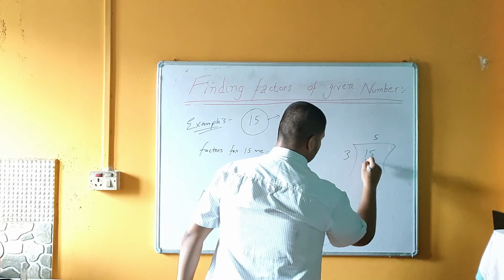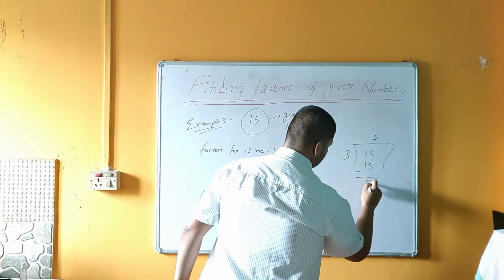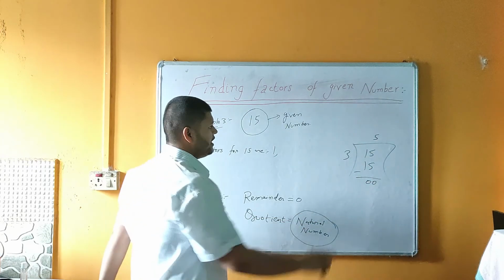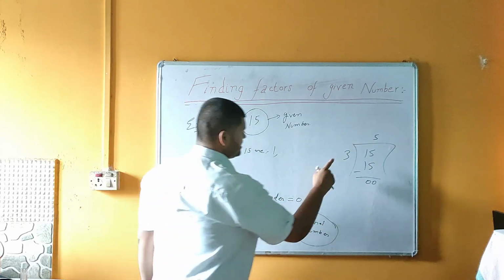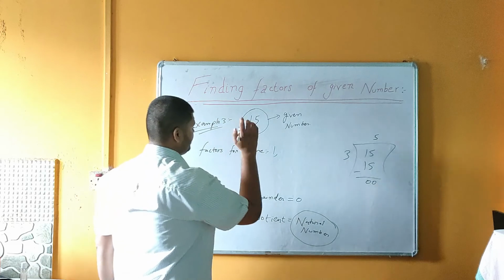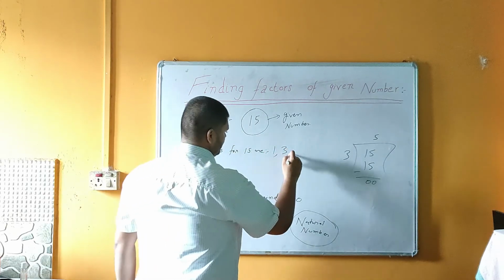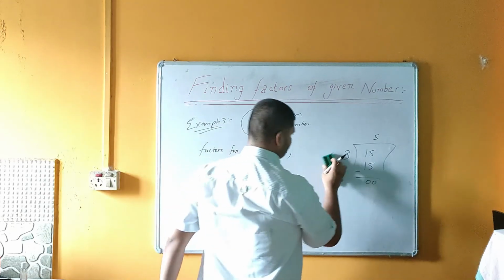3 times 5 is 15. That means we are getting remainder 0 and also the quotient is a natural number. That means this 3 is also a factor of 15. We will write it here. Now we will go for 4.